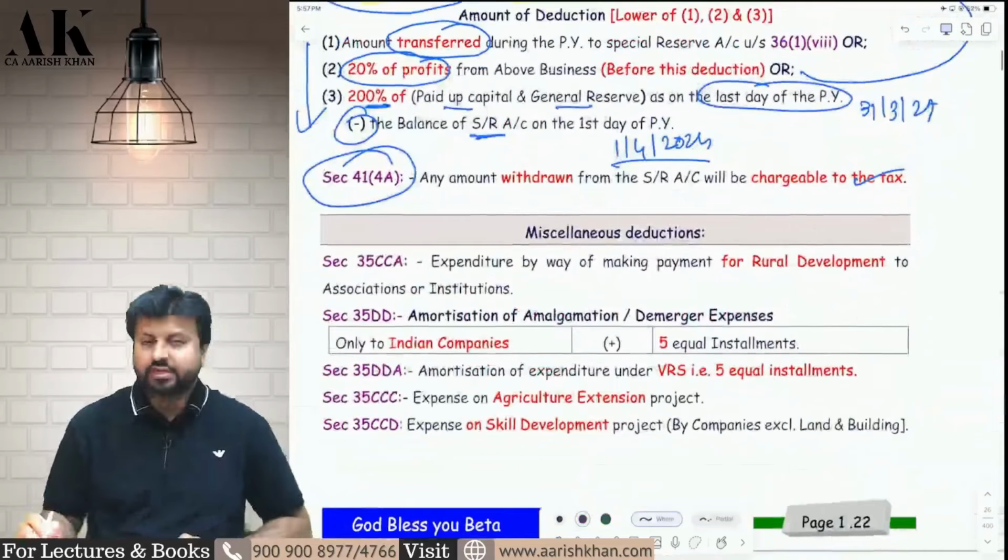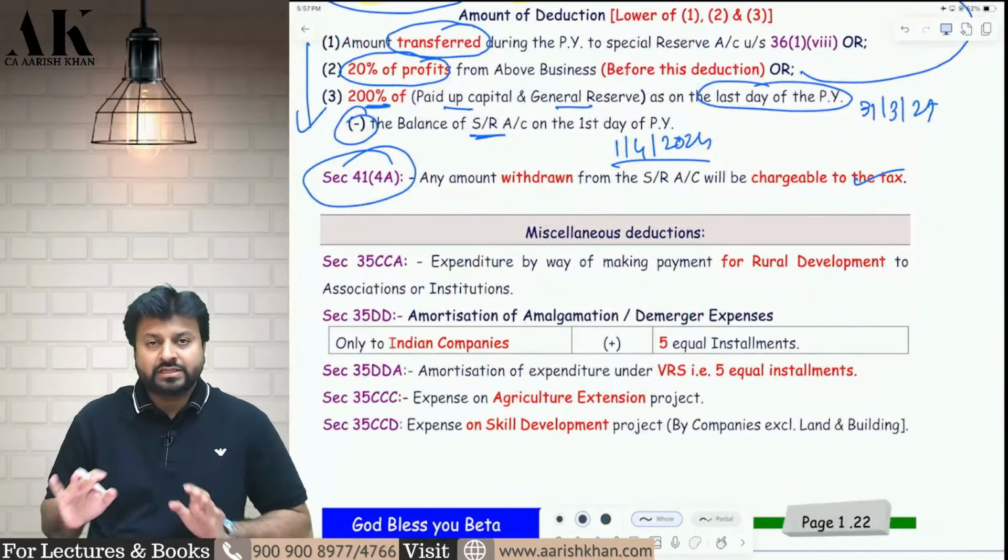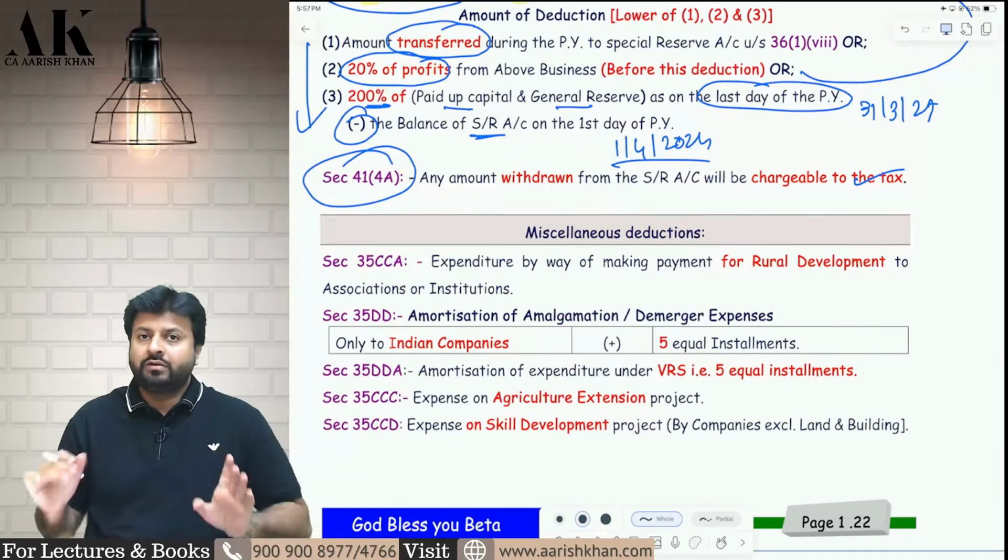Now last few miscellaneous deductions which are not falling anywhere, so we have put them as miscellaneous deductions and we are going to conclude now all our specific deductions.